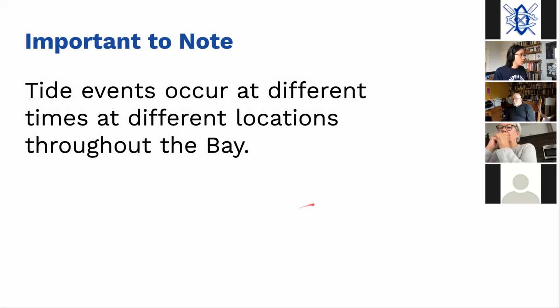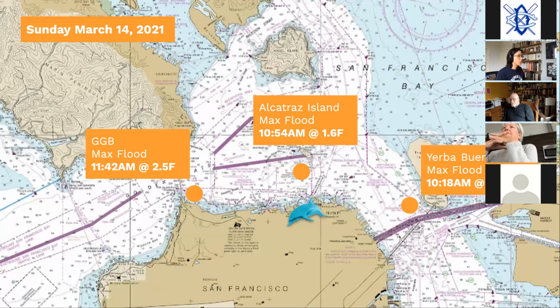One thing to note that's important for rowers is that tide events occur at different times at different locations throughout the bay. So the graph and the tide tables I showed you earlier were all for Alcatraz. But it's really important to note that if you are going to be rowing long distances, from the club to the Golden Gate Bridge, for example, the tide might be doing something very different by the time you get to the Golden Gate Bridge. So this is just an example from today.